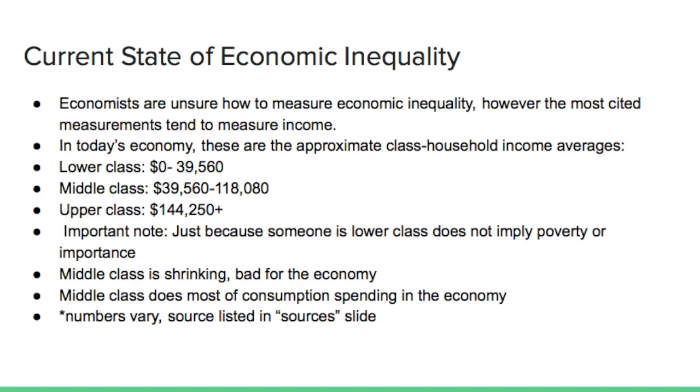Lower class is approximately $0 to $40,000, middle class is approximately $40,000 to $120,000, and upper class is approximately $140,000 plus. It's important to remember that all these measurements depend. For these numbers, I used a household size of 4. Depending on how many people are in the house and the area, these numbers may vary. I also think it's important to mention that someone's socioeconomic class does not necessarily determine poverty or a person's importance. It's easy to think that way when people are constantly subdivided into groups by class in economics.